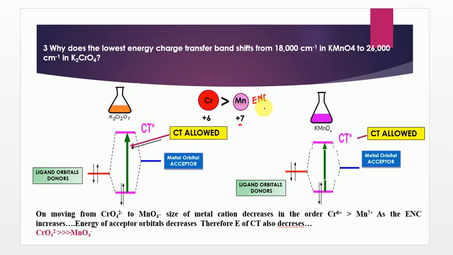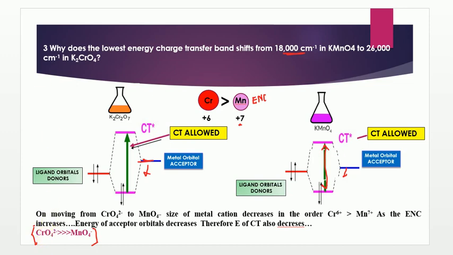The energy of the acceptor molecular orbitals is going to decrease. You can see this is a molecular orbital, and this energy is going to decrease in the case of manganese. So the total charge transfer energy also decreases. That is the reason KMnO4 has the charge transfer band at 18,000 inverse centimeter. Here you can see it is showing a lower charge transfer band frequency than chromium.